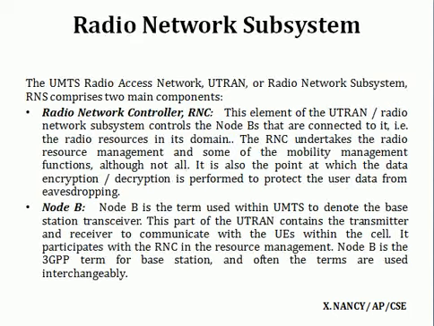radio network subsystem. Each radio network subsystem is comprised of two main components. One is the radio network controller and the other is Node B. The work of the RNC is to control all the Node Bs that are connected to it. It undertakes the resource management and mobility management, but not all. It also points out the process by which encryption or decryption of data is protected from the eavesdropper.